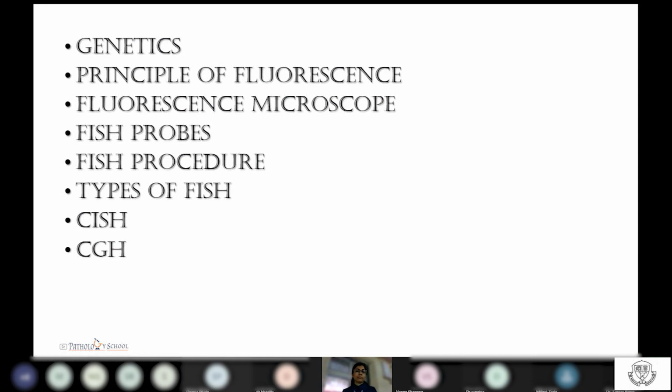So we'll be briefly brushing up on our genetics. We'll learn about the principle of fluorescence. What is the fluorescence microscope? Your FISH probes, the procedure for FISH, the types of FISH, and we'll look into what is CISH and CGH.